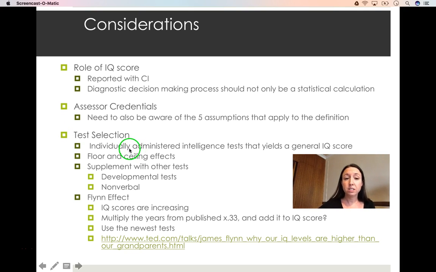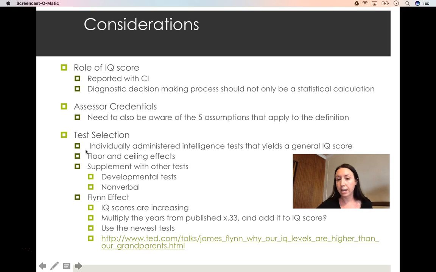Make sure that the test is individually administered. Again, I'm sure you guys have seen, if you put anything into Facebook or Google about IQ tests, it'll tell you all sorts of stuff, like Justin Bieber's IQ is like a gabillion or something, and you can take this IQ test. Those are not standardized, good IQ tests. IQ tests are individually administered by a clinical or a school psychologist only. They're the only ones that are able to do that.